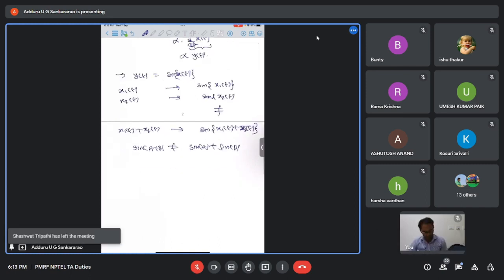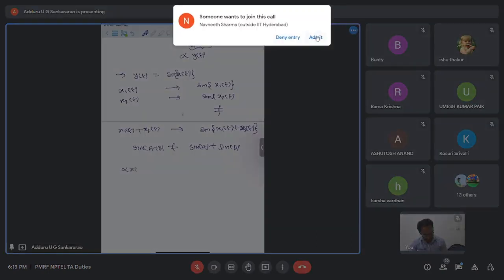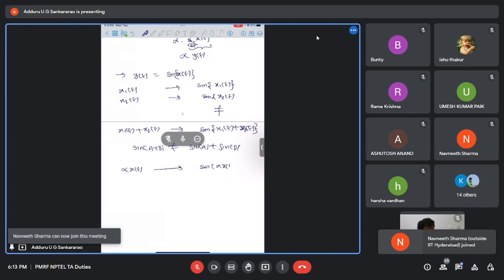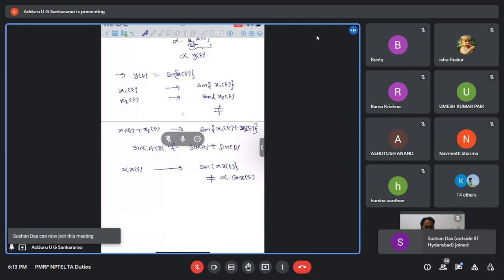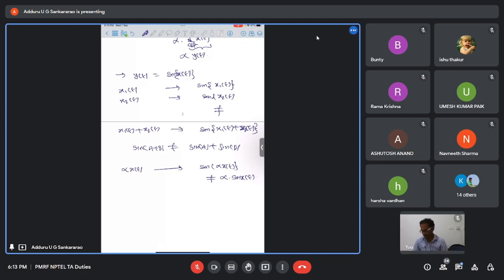And also, suppose if I am giving alpha x of t as input, then the output is sine of alpha x of t. Actually, this is not equal to alpha into sine x of t. So this is not following homogeneity also. So it is a non-linear system. So hope you understood what is a linear system. If it follows additivity and homogeneity, then a system is called linear system.